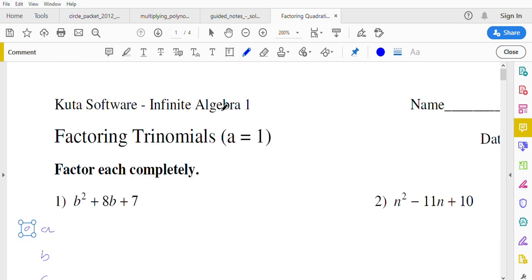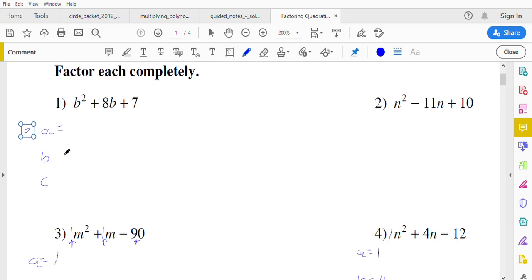So when this problem says a is equal to 1, what it means is your coefficient in front of the first variable, b squared or x squared or n squared, is going to be 1. Now, the reason I kind of skipped over 1 is I don't want you guys to get confused about what's what. This b here means a different thing than the variable here. So here a is 1, b is 8, and c is 7. For this one, a is 1, b is negative 11, and c is 10.